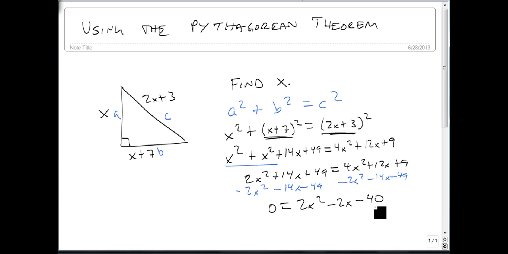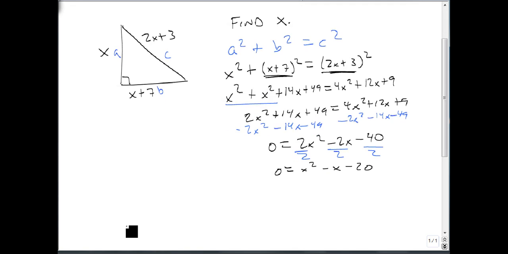Notice that we can divide everything by 2. So we divide everything by 2 and get 0 equals x squared minus x minus 20. This factors as x minus 5 and x plus 4. So we get x equals 5 and x equals minus 4 using our properties from earlier.